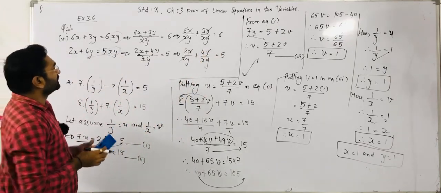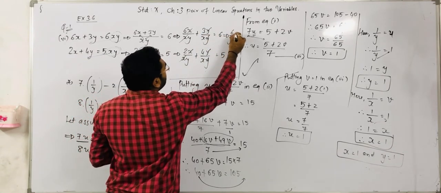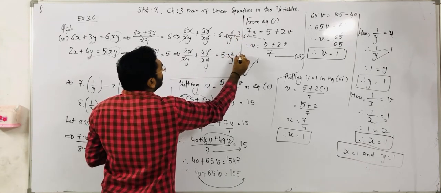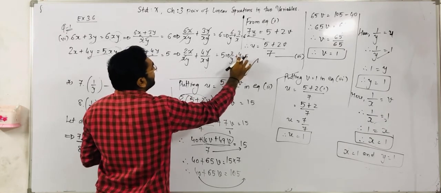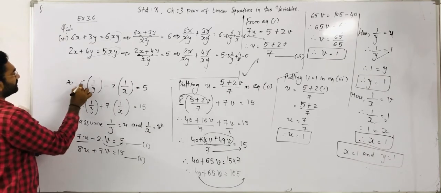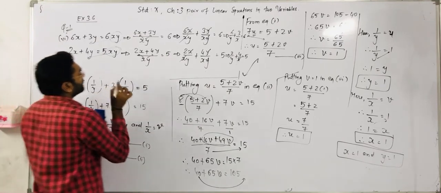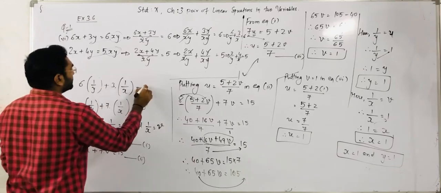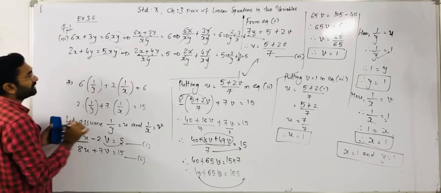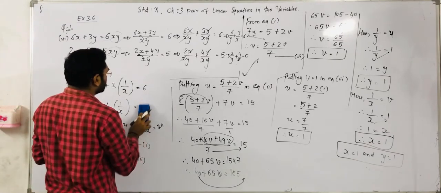Right. So here we get 6 by y plus 3 by x. Here we get the equation: 6 by y plus 3 by x is equal to 6. Here we get 2 by y plus 4 by x is equal to 5. Right. Now same way you have to assume that the equation has become 6 times 1 by y plus 3 times 1 by x is equal to 6. And here 2 by y means 2 times 1 by y, 4 by x means 4 times 1 by x, and it is equal to 5.